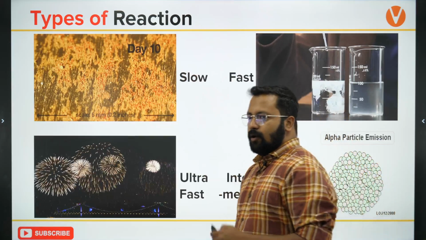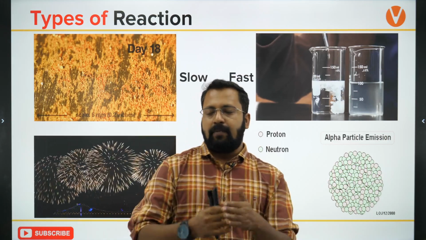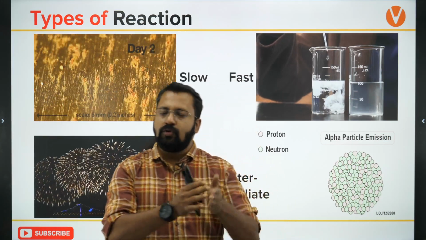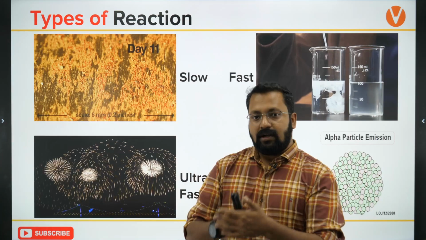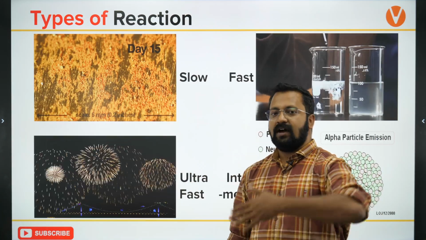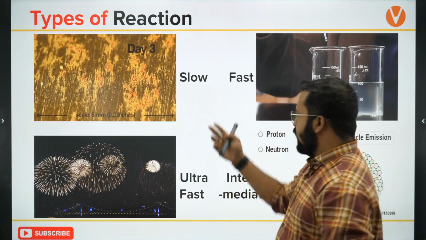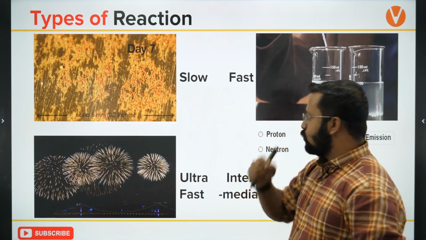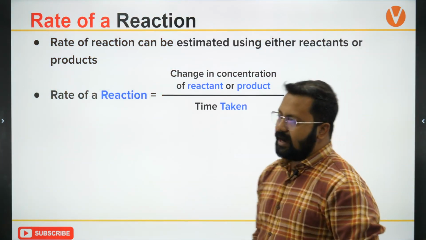Okay, now intermediate would be a time varying from probably 5 minutes or some minutes to probably a few hours. I can study those reactions, but I cannot study a reaction which takes about a week or a year to take place. Rusting is a slow reaction. Yes, it's written over here, rusting is a slow reaction. Okay, let's move ahead. So what is a rate of reaction?